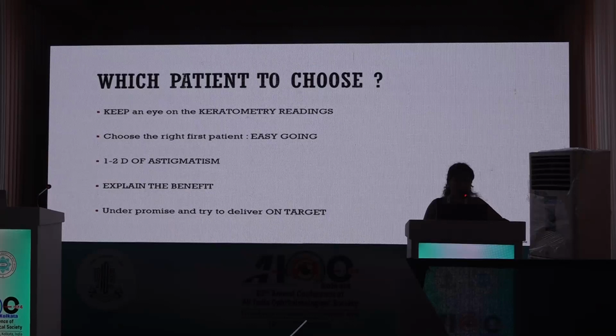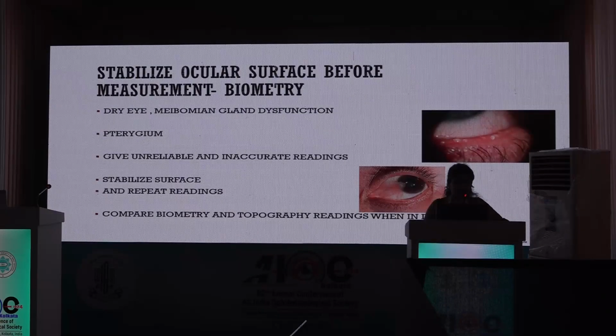So choose a patient initially who will be a little more forgiving, maybe around 1 to 2 diopters of astigmatism. Explain the additional benefit that the patient may get. Don't overpromise that it will be bang on 0 refraction, but try to deliver on target.